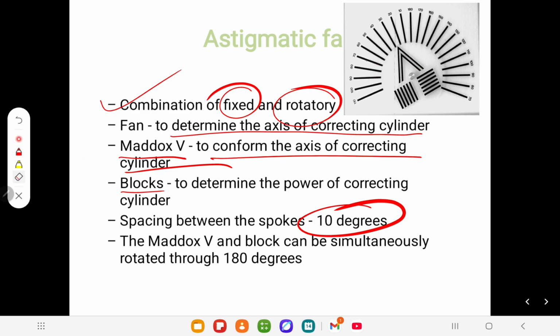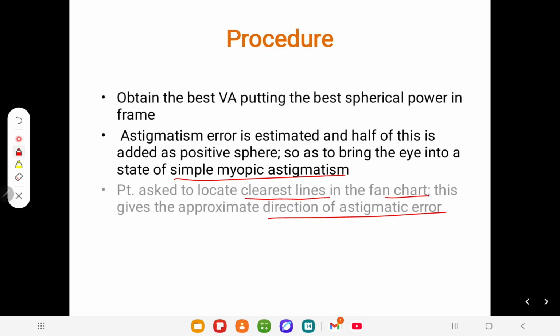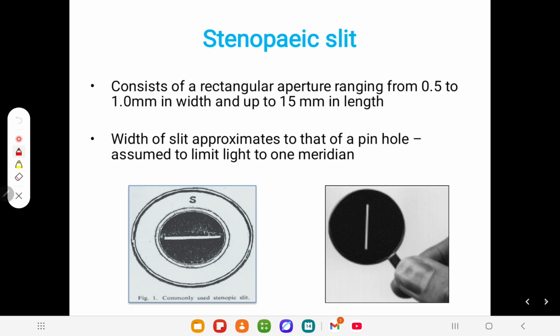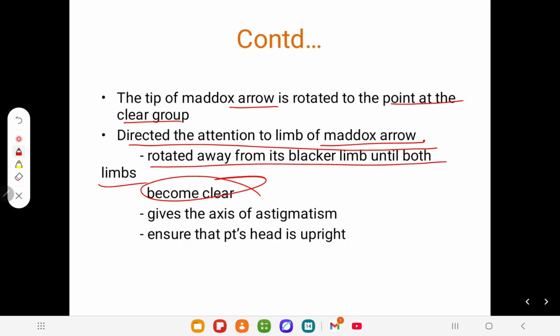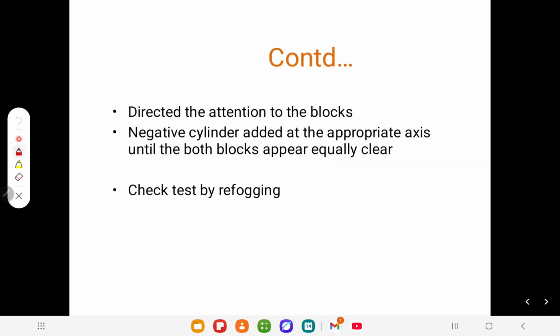That's very important to understand. Until when? Until the two limbs have equal contrast. So that's very important. Okay. So directed attention to the limb of the Maddox arrow, rotated away from the blacker limb until both limbs become clear. This gives the axis of the astigmatism. Finally, you'll get the axis of the astigmatism. Ensure the patient's head is upright. It's very important. And then direct the attention to the block. Now we get the cylinder axis. Now we just have to put minus cylinder.